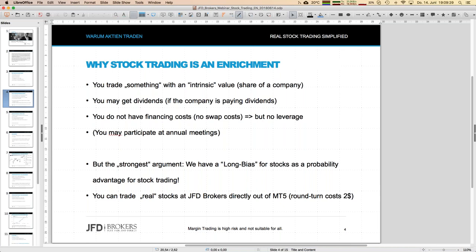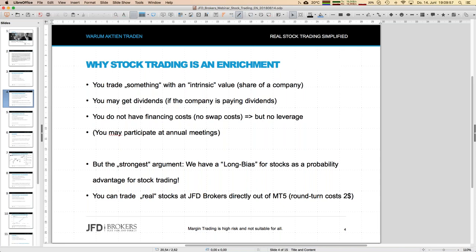It's different than if we open a long trade on euro, US dollar. Then we don't buy something with an intrinsic value. That's a completely different story when it comes to real stock trading. The other aspect is that you get dividends. Okay, only if that company is paying dividends, but a lot of companies are paying dividends. So we can take that income, that return, already as a small starting point. So why not? It's already a positive aspect that we get dividends.